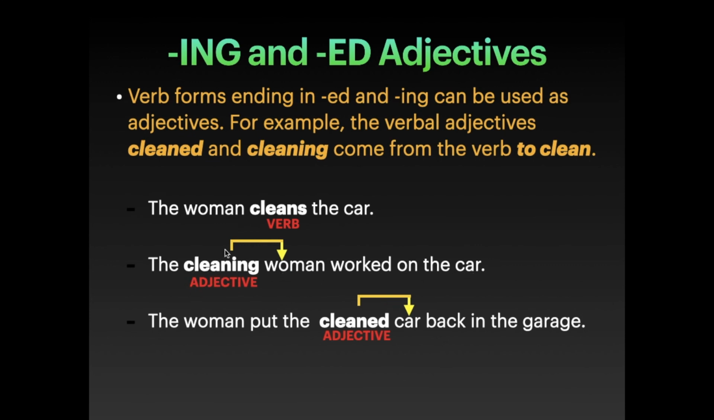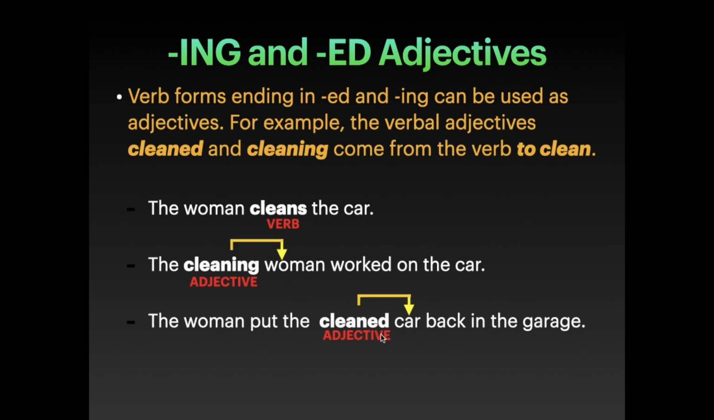Es un adjetivo porque nos describe a quién? A la mujer. The woman put the cleaned car back in the garage. Es un adjetivo que nos describe a quién? Pues al carro, right? So what is the difference between these two? Cleaning and cleaned. Do you see any difference? So, the cleaning woman, ¿ella está haciendo la acción de limpiar o está recibiendo esa acción? Pues ella la está haciendo, right? Y acá, the woman put the cleaned car, el carro, ¿está haciendo la acción de limpiar o la está recibiendo? Pues la está recibiendo, right?